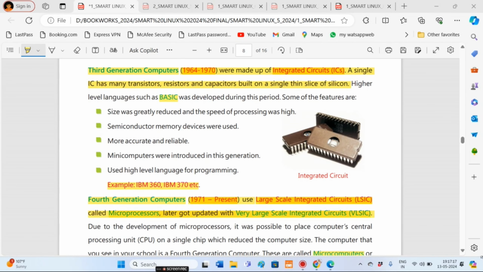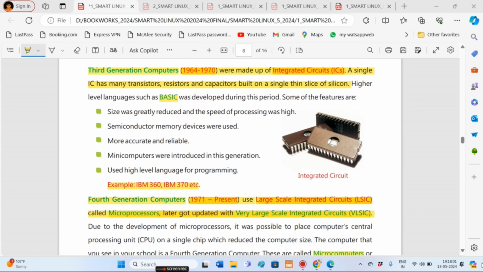Third generation computers. Third generation computers were made up of integrated circuits. A single IC has many transistors, resistors and capacitors built on a single thin slice of silicon. Higher level languages such as BASIC was developed during this period. Some of the features are size was greatly reduced and the processing speed was high. Semiconductor memory devices were used. More accurate and reliable, mini computers were introduced in this generation and it used high level language for programming. Example, IBM 360, IBM 370, etc.